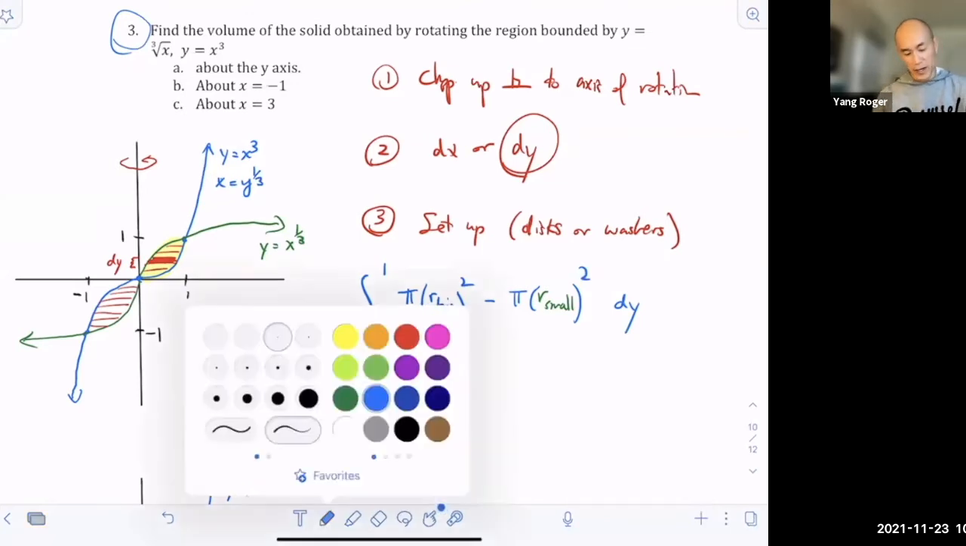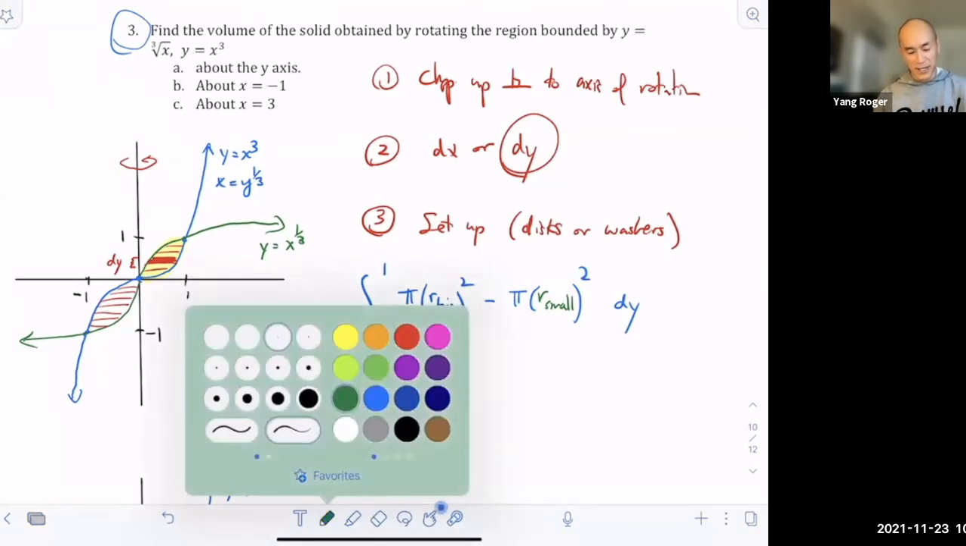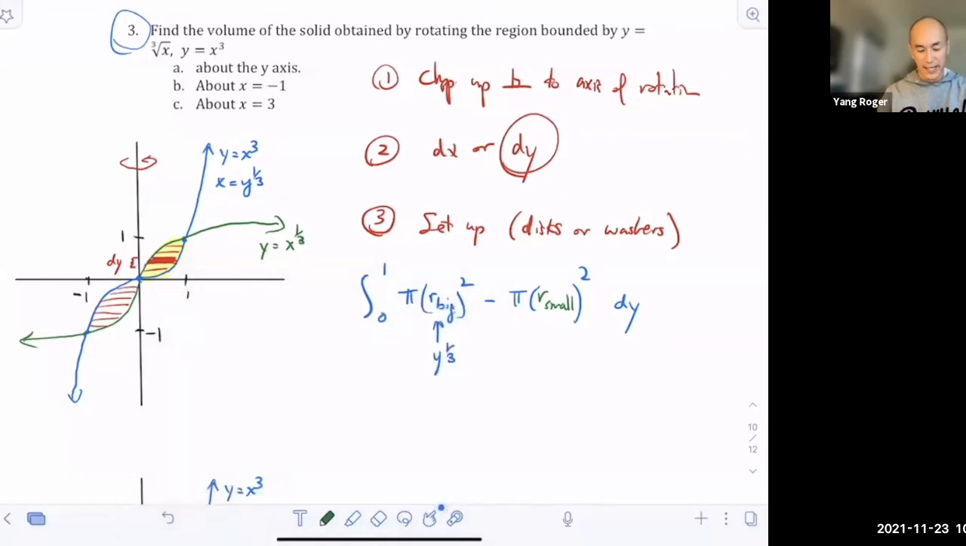And then for the green one, I want to do the same thing, but the opposite. I need to cube both sides. So in this case, this guy becomes x is equal to y cubed. And then that's going to be your r small. Does that make sense for everybody? Now that's just that first yellow chunk there. Any questions?